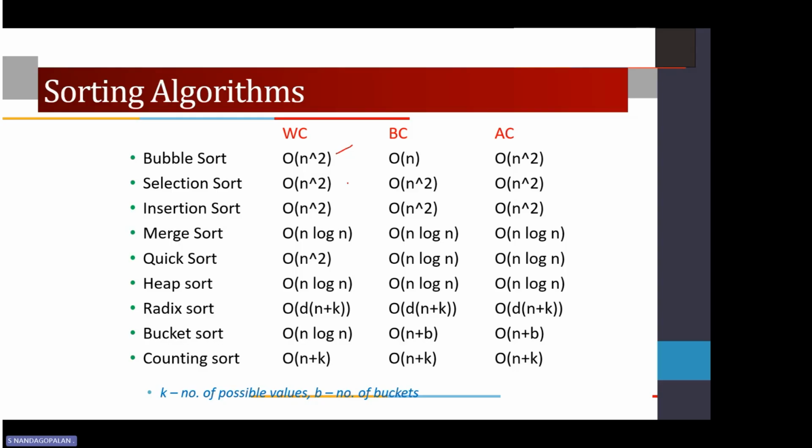Next, selection sort. Selection sort again, all cases n square, insertion sort the same, merge sort n log n. So n log n is better than n square. And quicksort is the only one with a difference. Worst case is n square. We will study why it is like this. And average and best case is n log n. These are all comparison based sorting. These are not.